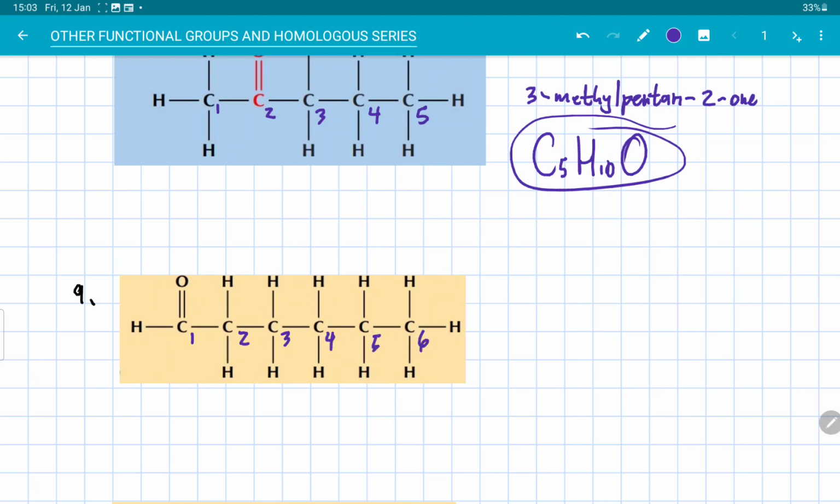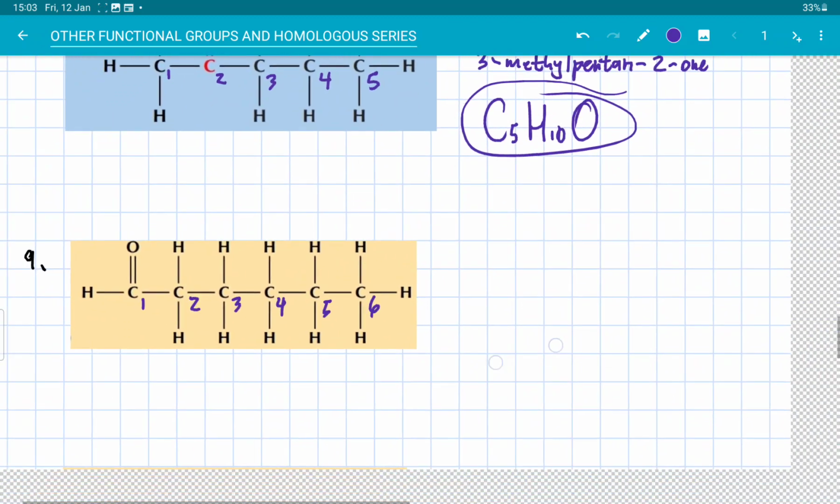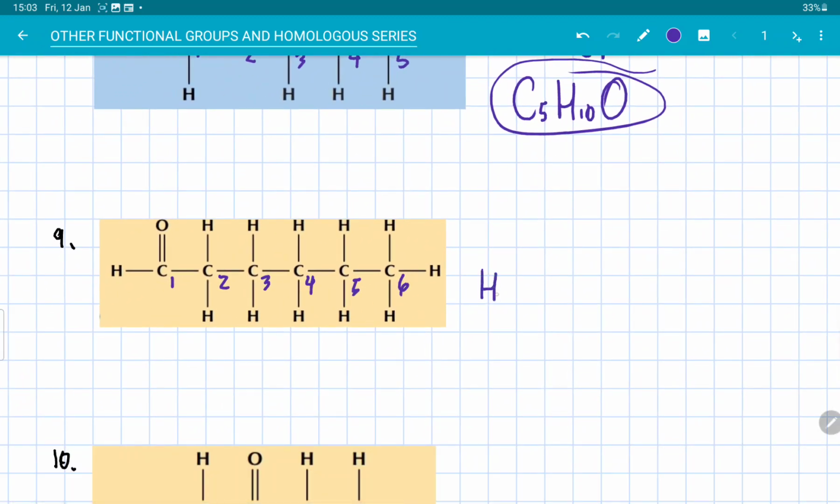Remember, aldehydes always, if the functional group is at carbon 1, we don't mention the position. So that makes this a hexanal.